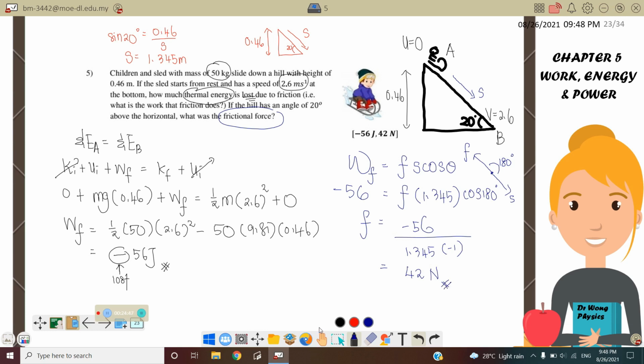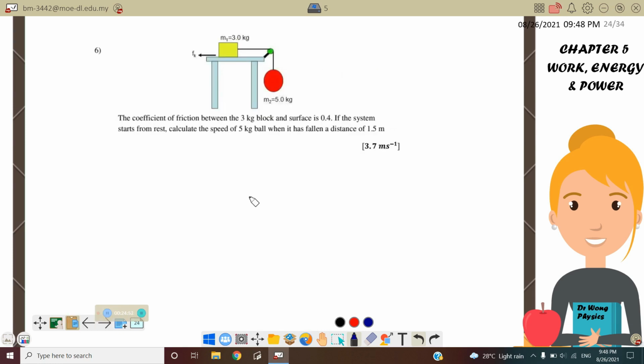Okay, next one, we'll go to the last question. The last question here has a frictional force. The coefficient of friction between the 3 kg block and the surface is 0.4, so this is the value mu. If the system starts from rest, calculate the speed of the 5 kg ball when it has fallen a distance of 1.5 meters. Initially the ball is at this position.